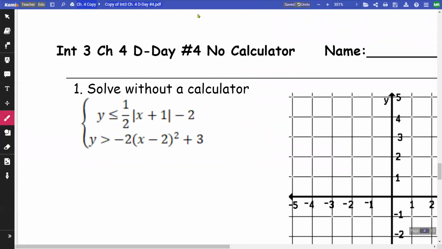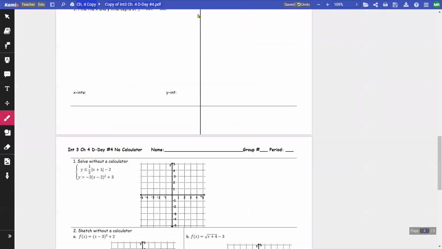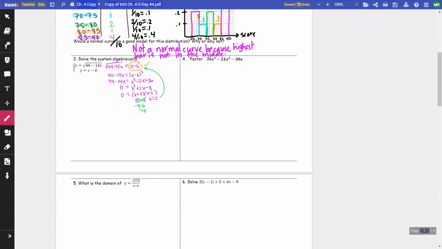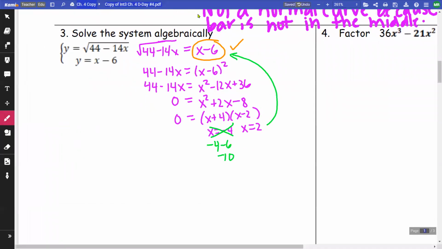This one, when I put in my 2, this is going to give me a 2 minus 6, which is a negative 4. That also won't work. So this one's going to have no solution. Neither one of them is going to work here.